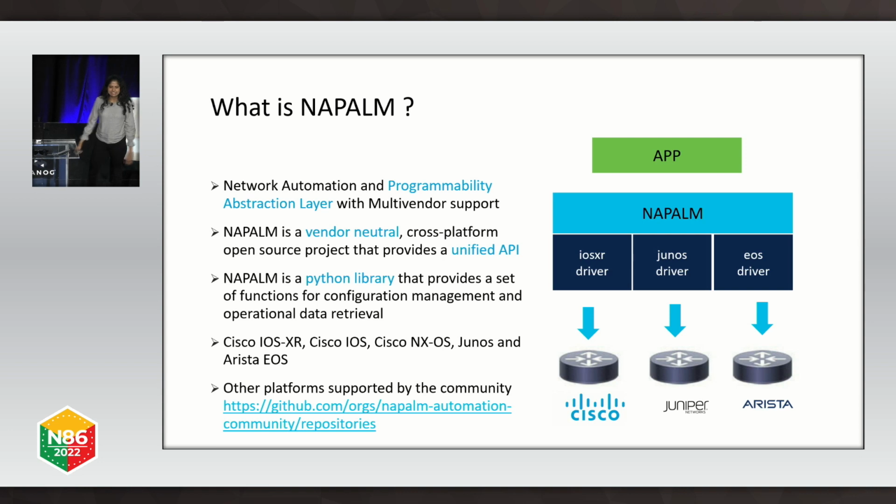So let's get started. What is Napalm? Napalm is a vendor-neutral automation Python library which provides a set of APIs to manage the configuration and operational data of your network devices. It is expanded as network automation and programmability abstraction layer with multi-vendor support. That means it provides support for multiple vendors like Cisco IOS-XR, IOS, NX-OS, JunOS, and Arista EOS. To learn more about the platforms supported by this community, you can check out this link on this slide.